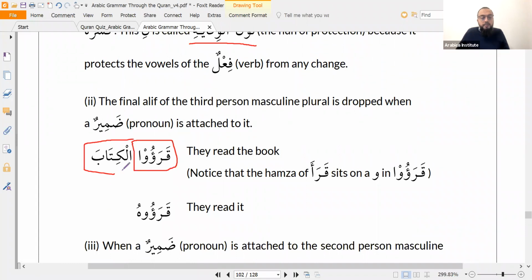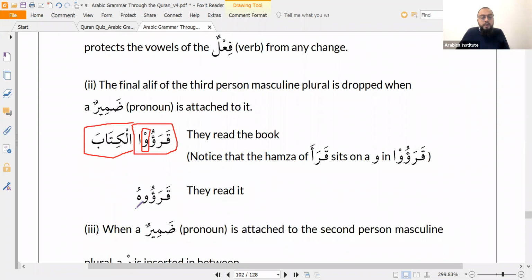Okay, so now, tell me how many pronouns there are in this sentence. One. Good. Where is it? It's this plural wow. That's the pronoun. That's called wawul jama'ati, the wow of the group, the wow of the plural. Right. Now, what happens when you attach a pronoun to that verb is this alif has to drop. So you say qara'uhu, you drop the alif. There's no alif there. Okay, so that's a spelling point.